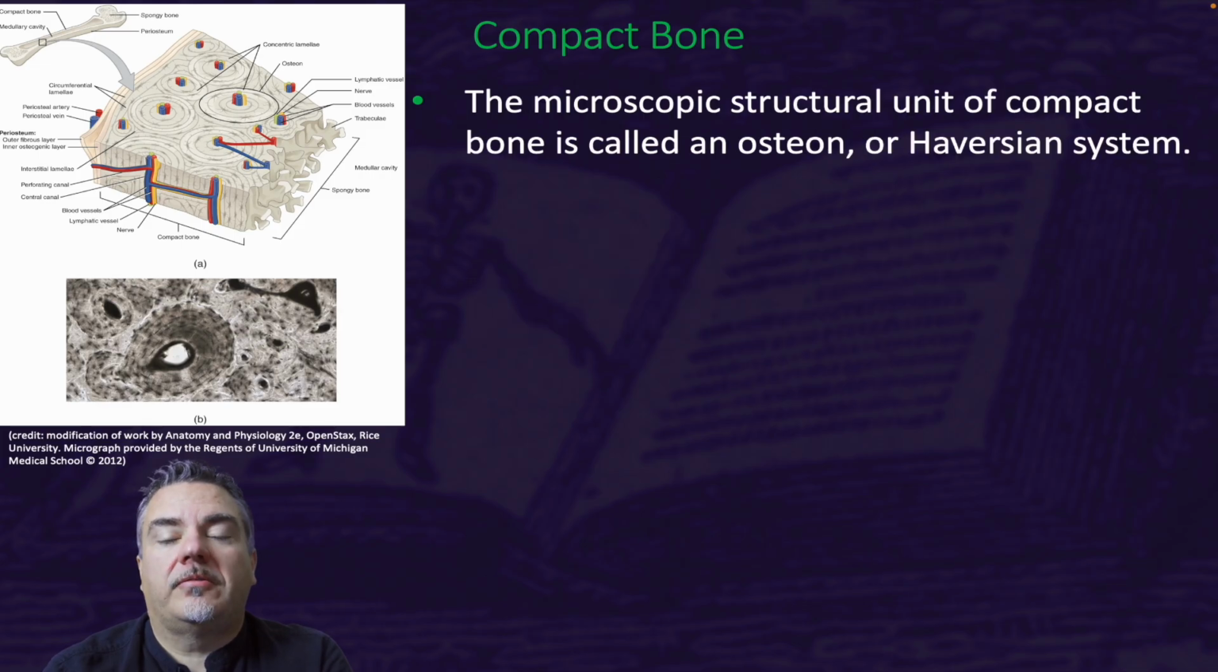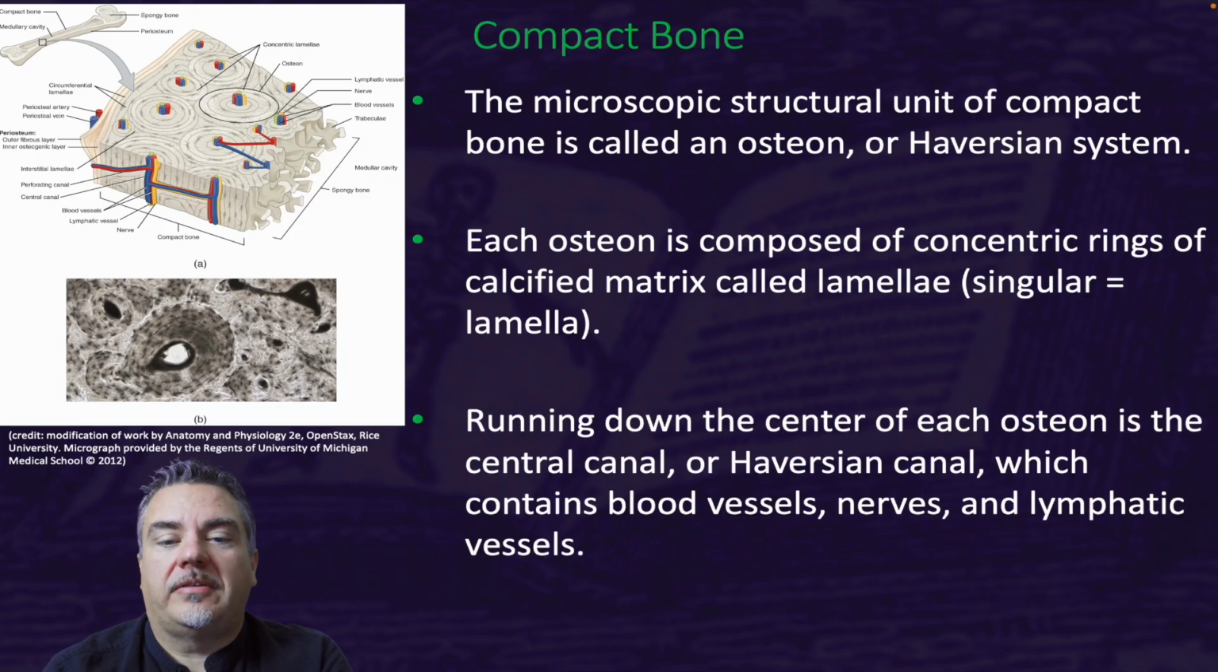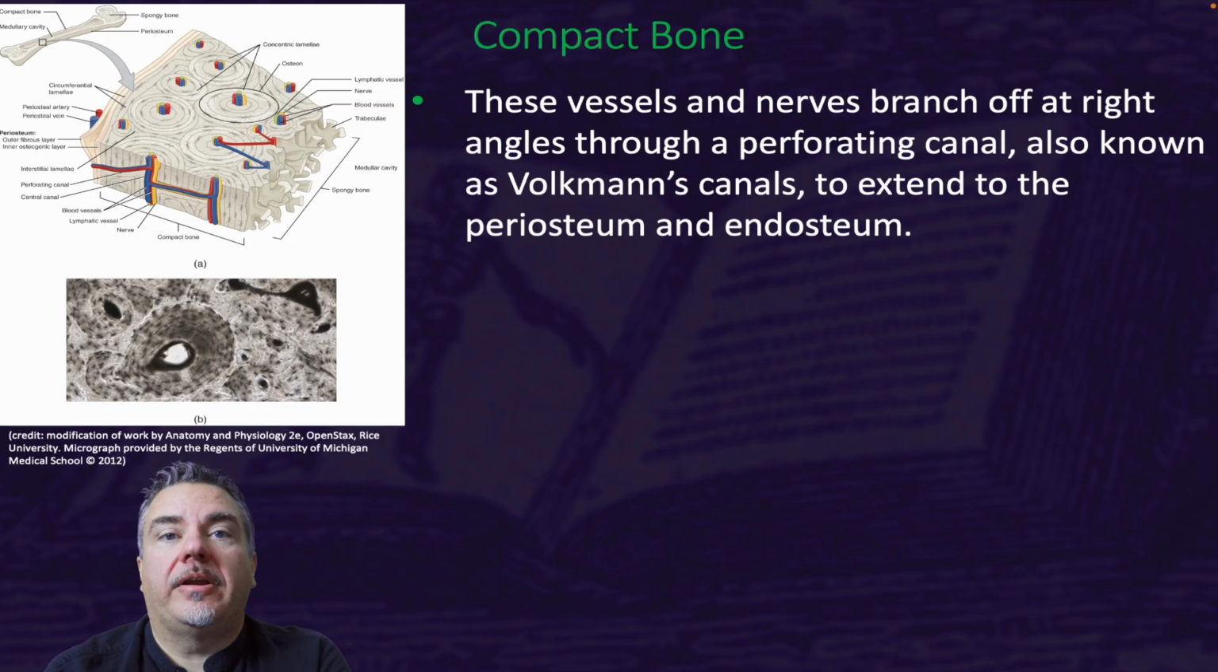The microscopic structural unit of compact bone is an osteon, or Haversian system. Each osteon is composed of concentric rings of calcified matrix called lamellae. Running down the center of each osteon is the central canal, or Haversian canal, which contains blood vessels, nerves, and lymphatic vessels. These vessels and nerves branch off at right angles through a perforating canal, also known as Volkmann's canal, to extend to the periosteum and endosteum.